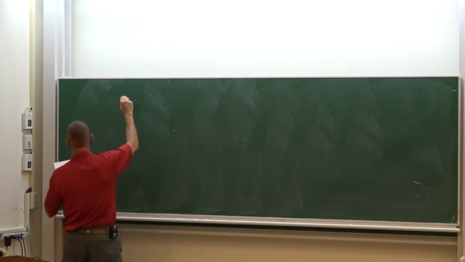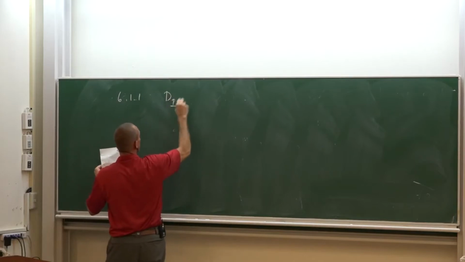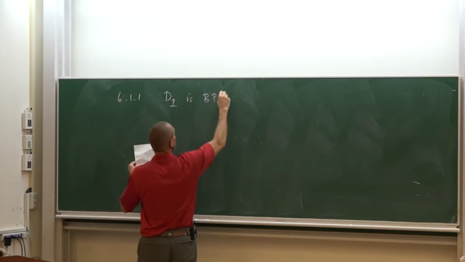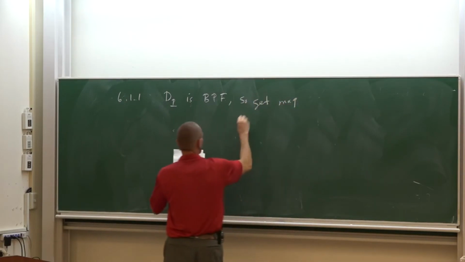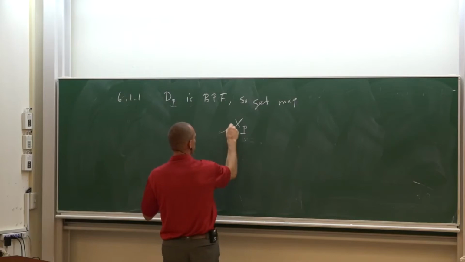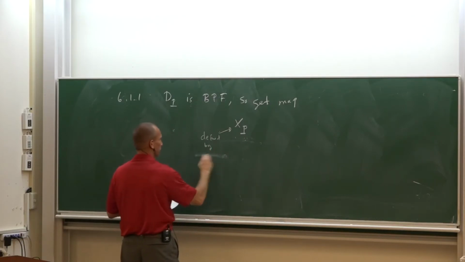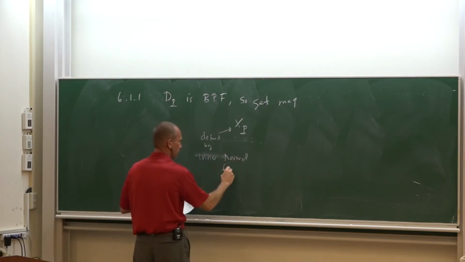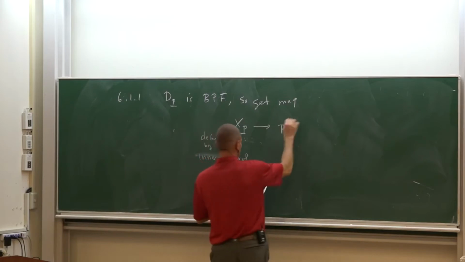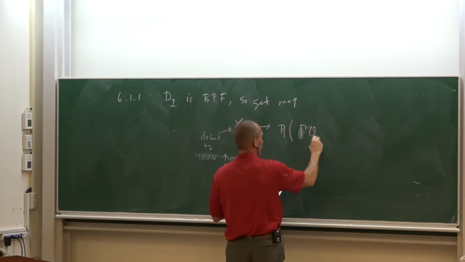So let's see, 6.1.1 shows that D sub P is base point free. So this gives a map from X sub P. This is the normal fan variety, remember, this is defined by the inner normal fan. You can't see that. You guys, in fact, should be yelling at me. To some P of Gamma of O_X.